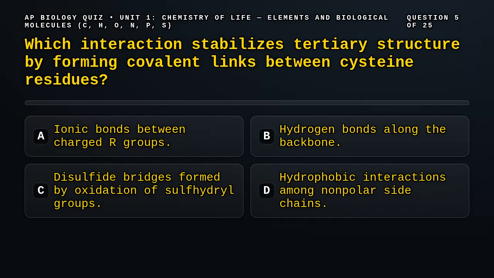Question 5. Which interaction stabilizes tertiary structure by forming covalent links between cysteine residues? A. Ionic bonds between charged R groups. B. Hydrogen bonds along the backbone. C. Disulfide bridges formed by oxidation of sulfhydryl groups. D. Hydrophobic interactions among nonpolar side chains.